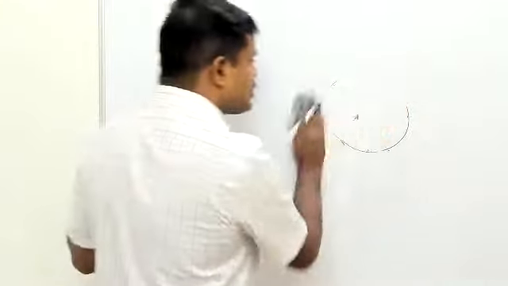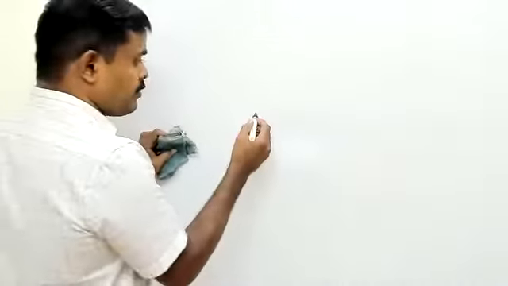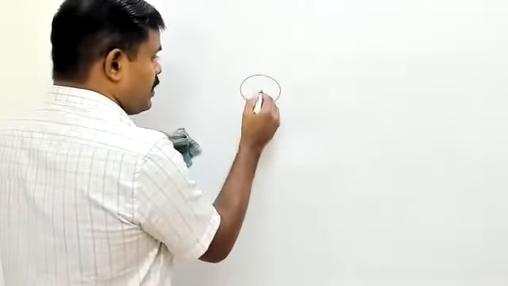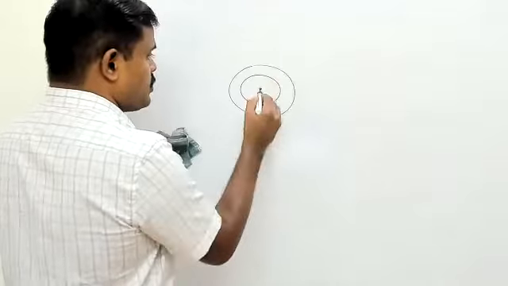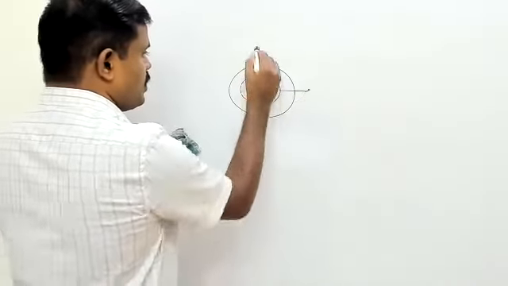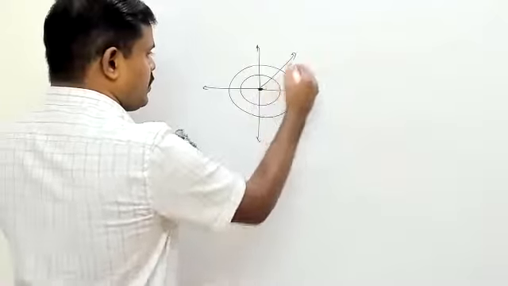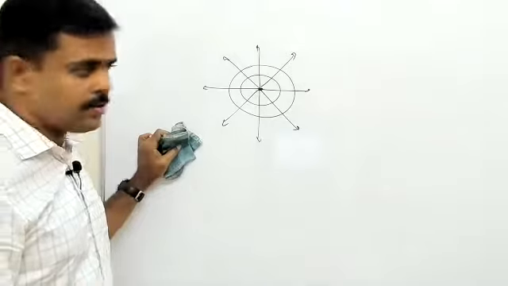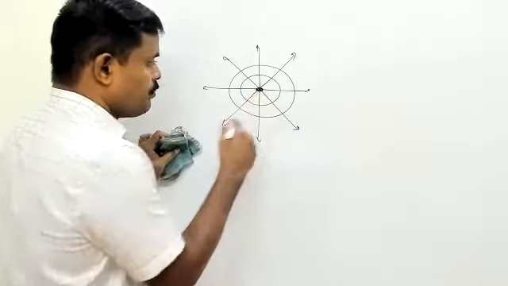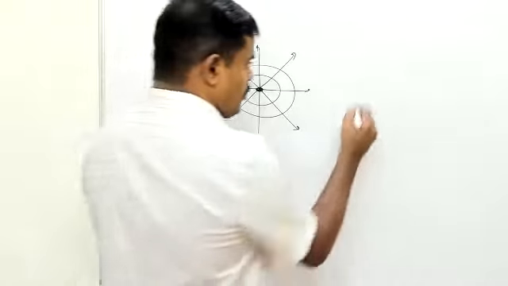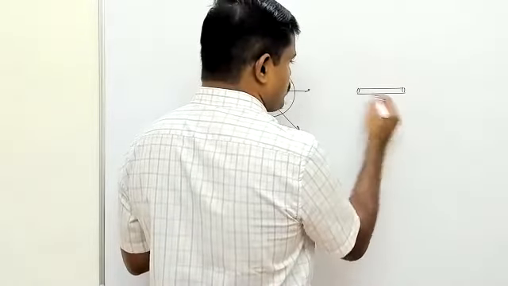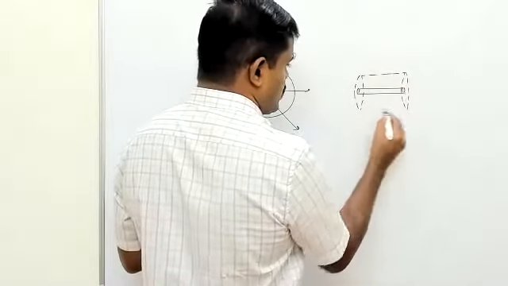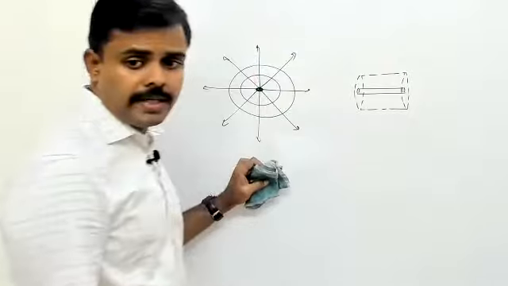And the second question is, what are the types of wavefront? I'll tell you. One is the spherical wavefront. If a point source of light is used, the wavefront is spherical. This is a point source of light, and the wavefront is spherical. And if we have a linear source of light, the wavefront is cylindrical, like this.